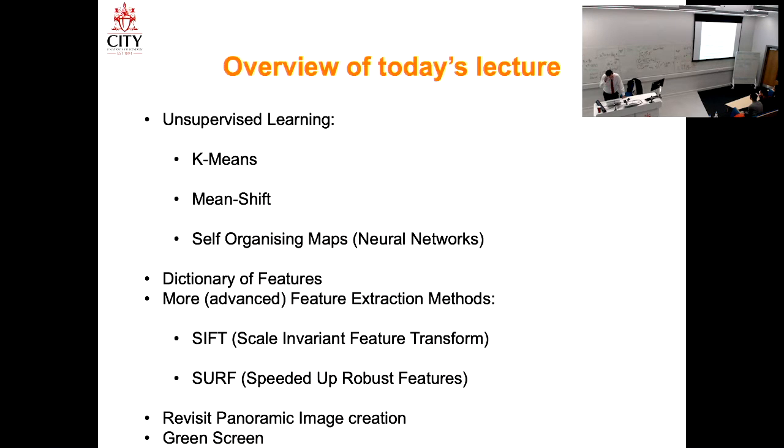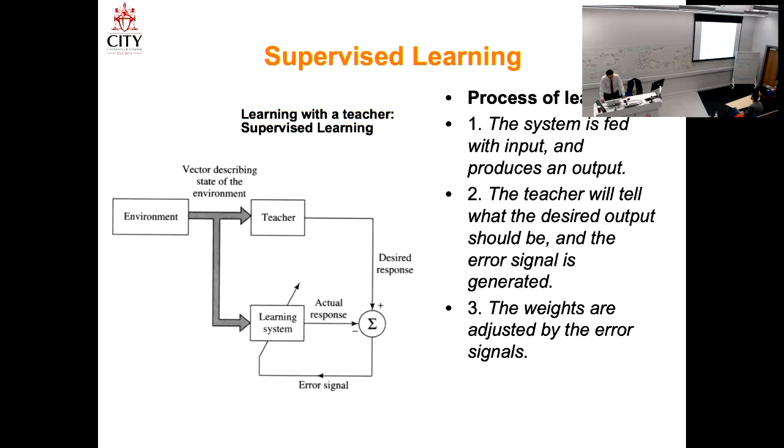We will talk about dictionary of features, and then we can revisit the panoramic image creation. You remember we had images from different angles of the same object and we wanted to stitch them together. So far we can't do that, but tonight we will learn how to do that. And we will talk about green screen because it's a long, boring lecture. We will talk about green screen to have some fun.